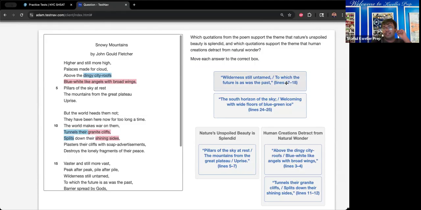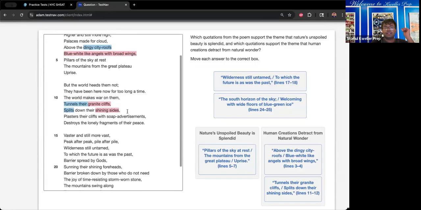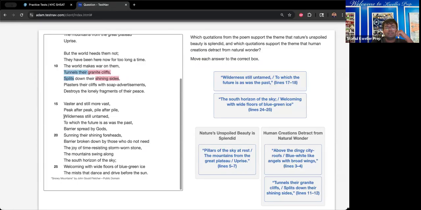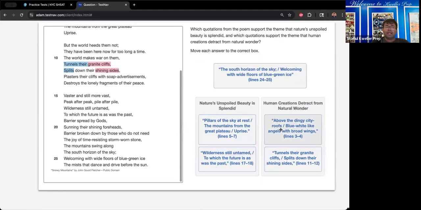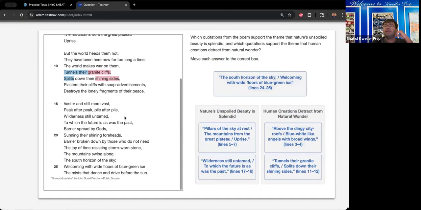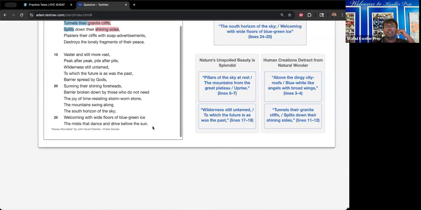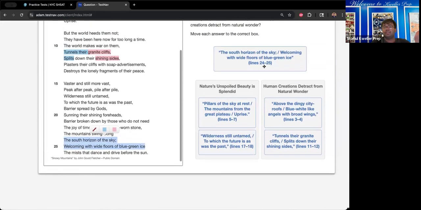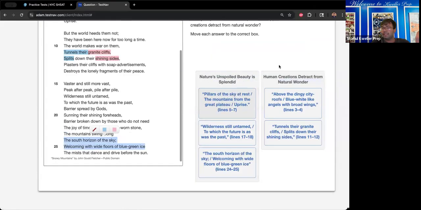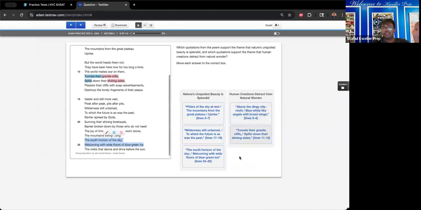"Wilderness still untamed, to which the future is as was the past." It doesn't really describe humans or human creations here, so we can put that under here. And the last part, "the south horizon, the sky welcoming with wide floors of blue-green ice." Again, the same idea here. We don't see any mention of human creations. So this would just go under nature's beauty is splendid. Does anyone have any questions about this type of question? Just moving it into the box. That's all you really have to do.